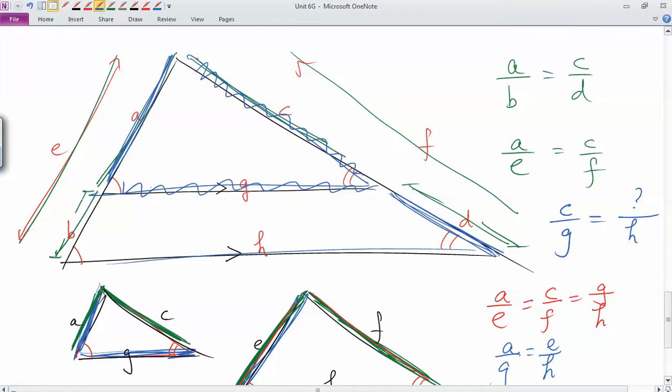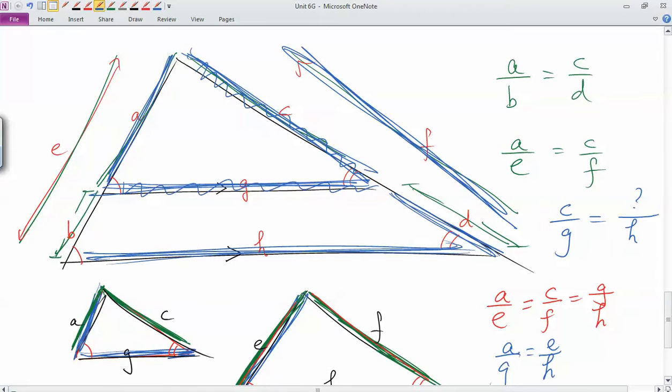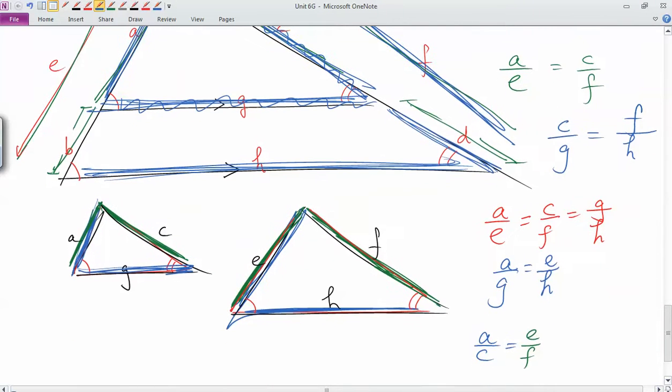So C and G are the right side of the small triangle over the bottom of the small triangle. H is the bottom of the whole triangle. So if I said right side of small over bottom of small, then I'm going to need the whole right side of the big triangle over the whole bottom side of the big triangle. So that goes with the whole thing, H down here, F and H. So you kind of have to be careful about what you're matching up. It's easier to see that one if you split up the two. C over G is the same sort of relationship as F over H.